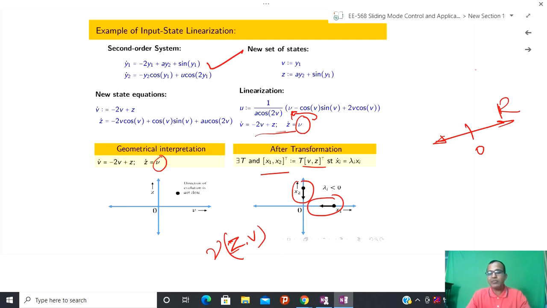Up to here, anyone has confusion? Then please let me know. Anyone? So things become clear to everyone? Yes, sir. Okay.